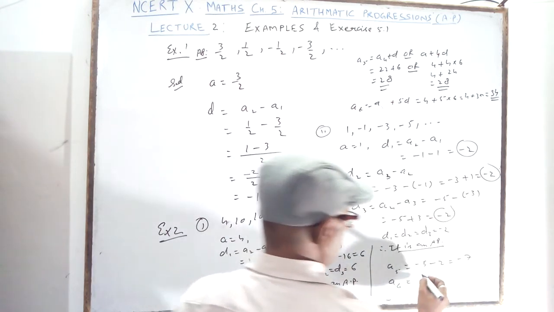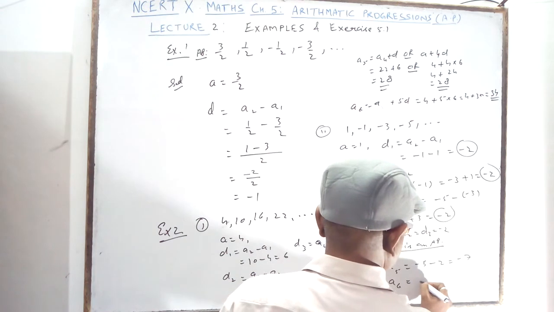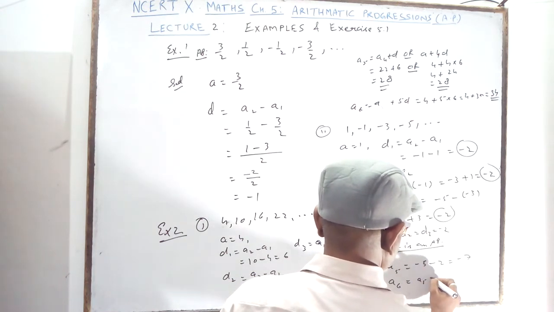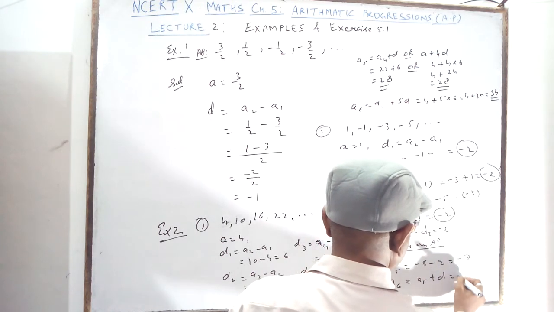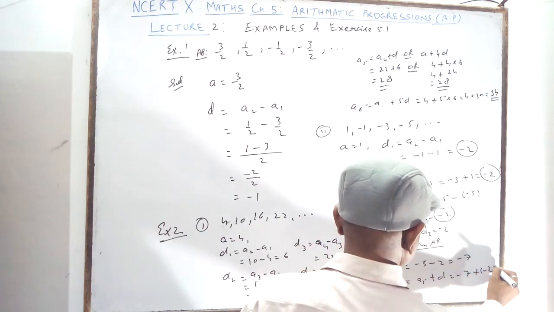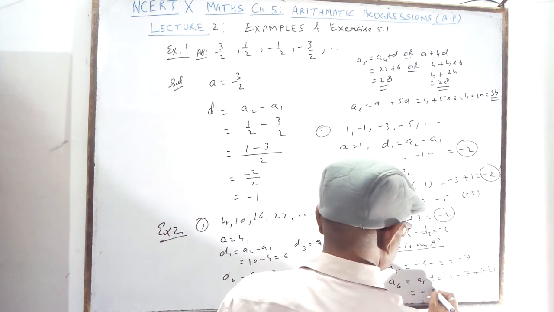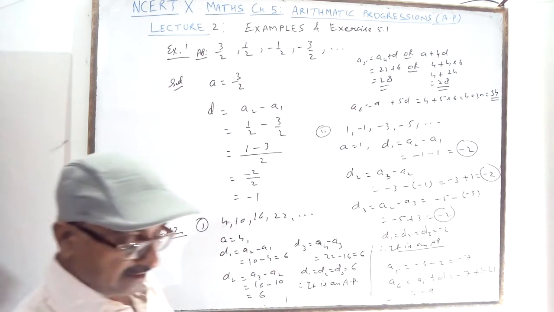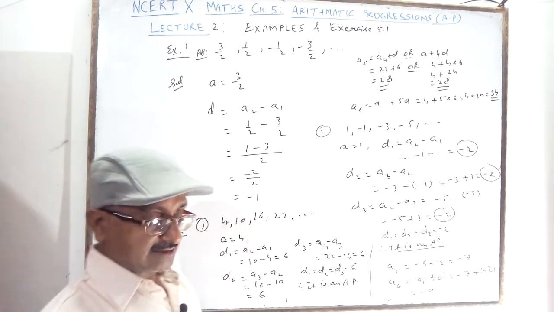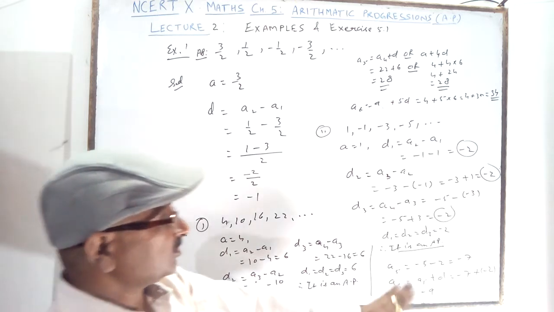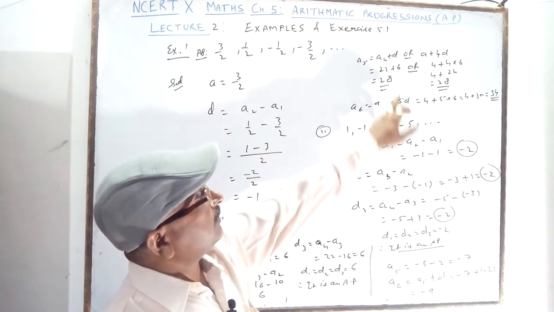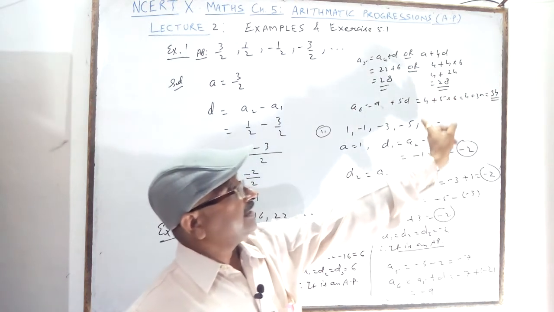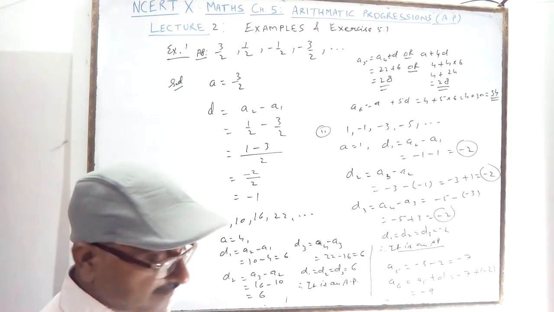A6 is equal to A5 plus D. A5 plus D, minus 7 plus minus 2 will be what? Minus 9. So you are getting minus 7 and minus 9 as your next term. So it depends on this. You can write A5 and A4, or you apply this formula, A plus 4D and A plus 5D. Both the options are there.